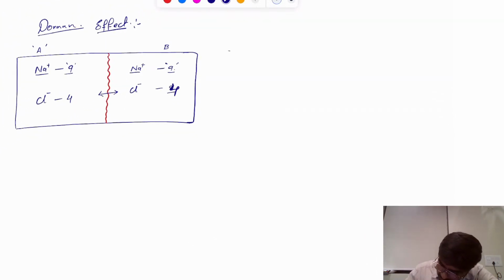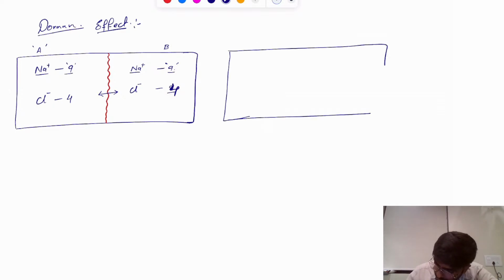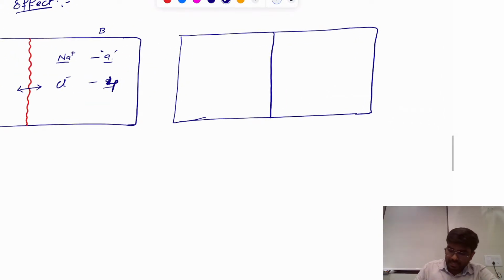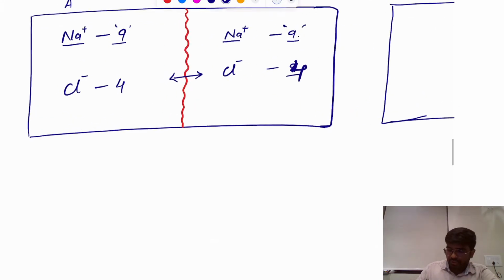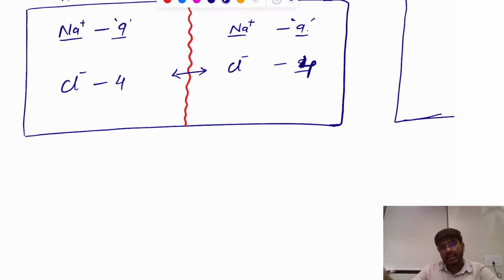But now I am introducing something extra. Same A and B. First let me show you here itself. Later I will explain what changes are occurring. Now on this side, I am keeping a protein, and it has a negativity of minus 9.